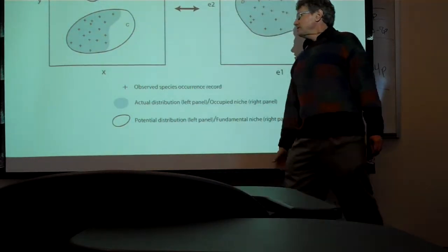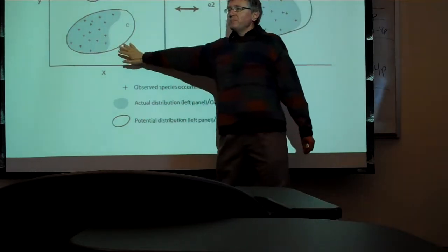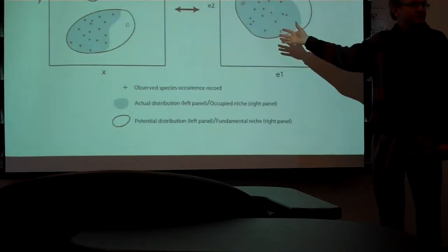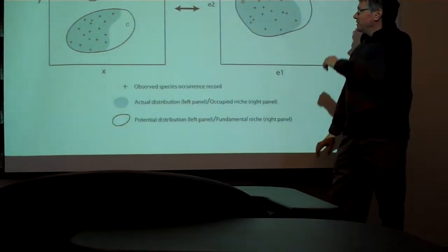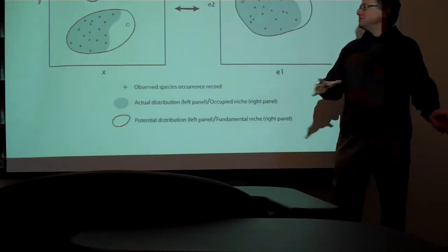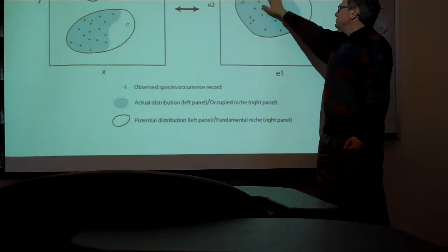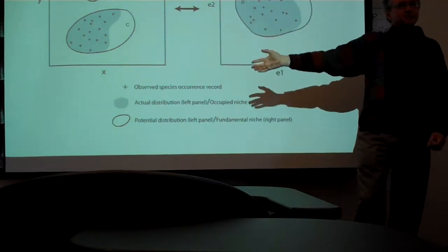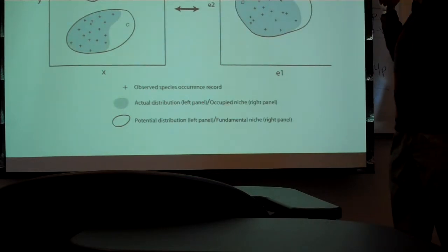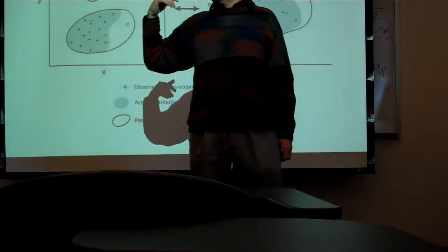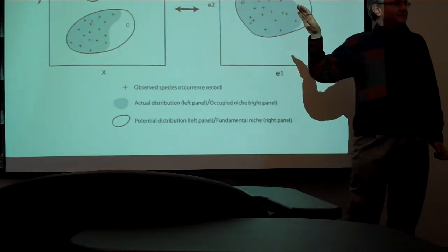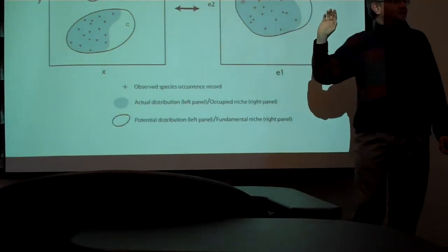The notion is that if we take each of these locations and map them onto some environment space, here with two environment variables, E1 and E2, all of the potential distribution is in some contiguous part of the environment space. The actual distribution is perhaps a subset of that. Perhaps the species is not using the hottest parts of its range, and is not currently in places within its physiological tolerance. And the observations we have are a subset again of that.